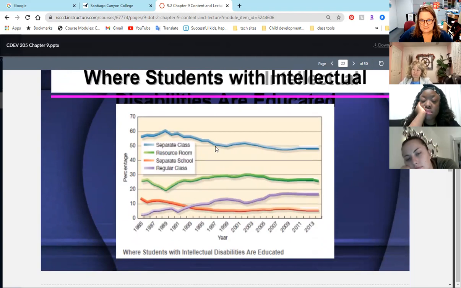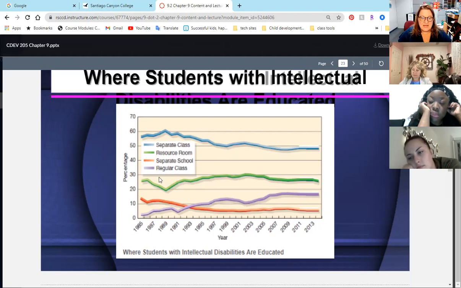So separate class, right? This is coming down. We don't want to separate them because, remember, least restrictive environment means put them with their peers. A resource room sometimes is like the classroom between the classrooms, right? Or they do 20% of their day there, or they do 80% of their day there. A separate school. Now, again, Peyton's at a separate school for autism, and it will look something like this, but in a different chapter. But look, that's coming down. Separate school coming down means least restrictive is going up. They're putting them in with the gen ed, and this regular classroom is going up, which is good.